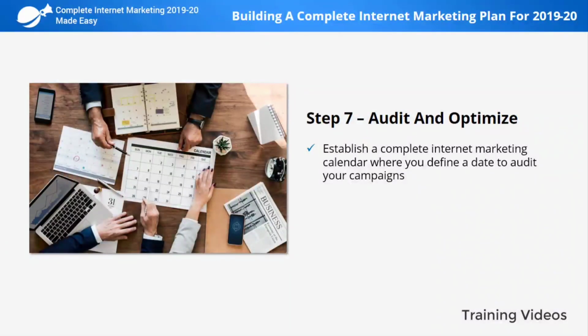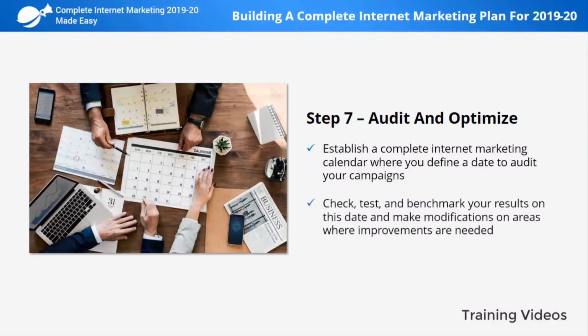Establish a complete internet marketing calendar where you define a date to audit your campaigns. Check, test, and benchmark your results on this date and make modifications on areas where improvements are needed. For example, if one of your articles is getting low bounce rates from social media traffic but a low number of visits from search, it might mean that you need to modify the article headline and metadata.